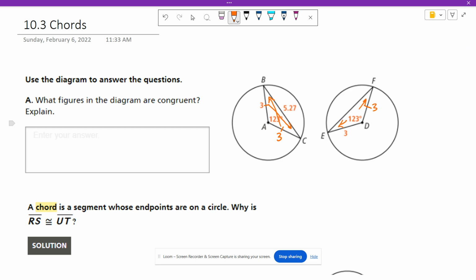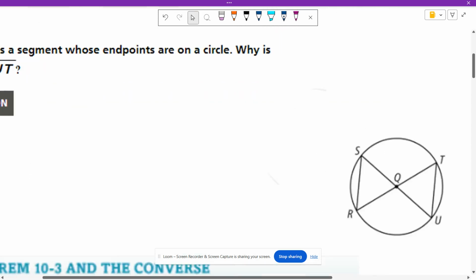And you've got side angle side that's congruent. So those two triangles are congruent, right? So EF has to be 5.27, right? Because those two triangles are congruent. Which shows that if these angles are the same and these radii are the same, then the length of that chord is the same. And what is a chord, you say?